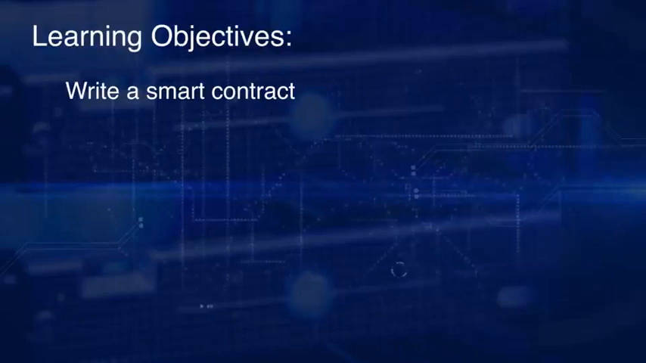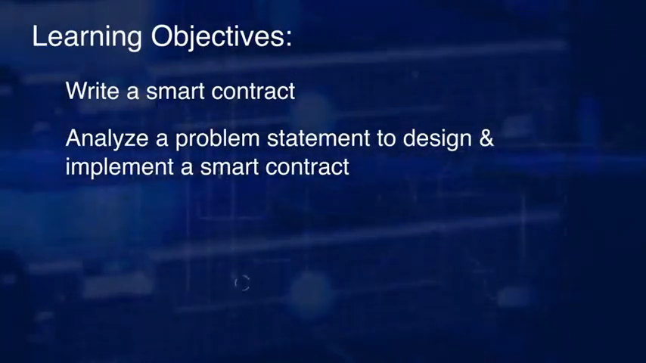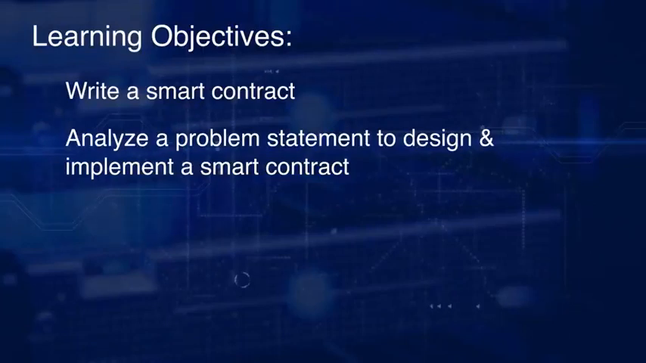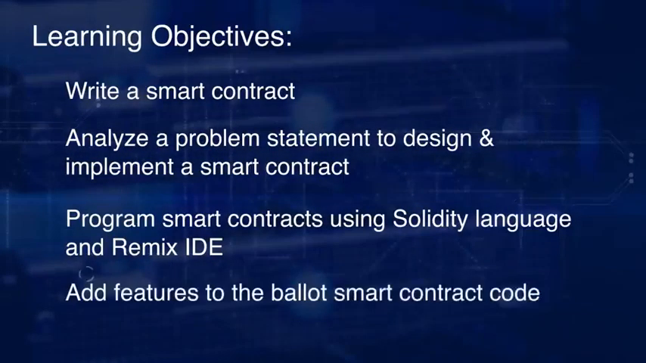Upon completion of this module, you will be able to apply the concepts learned in the last 2 modules to write a smart contract. Analyze a problem statement to design and implement a smart contract. Program smart contracts using Solidity language and Remix IDE. Incrementally add features to the ballot smart contract code.